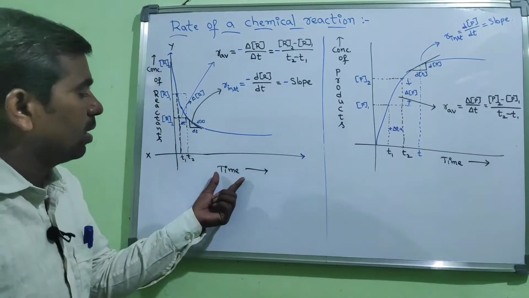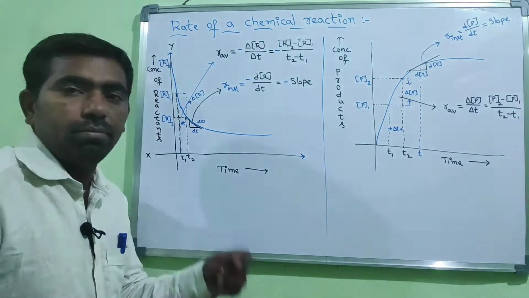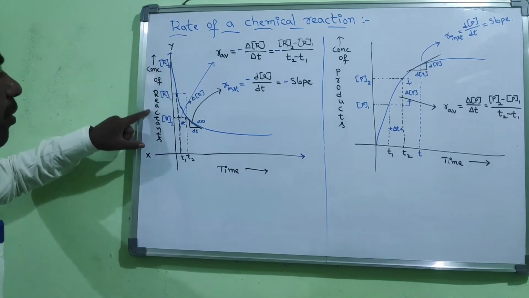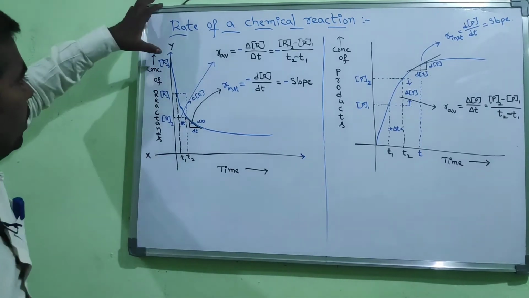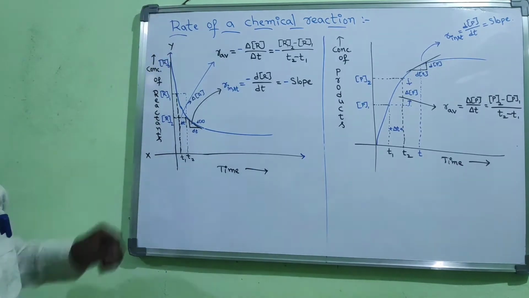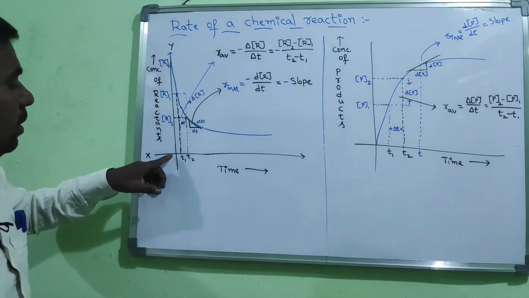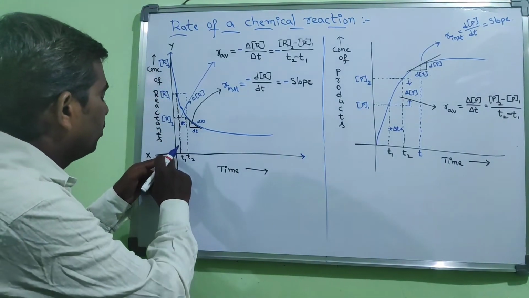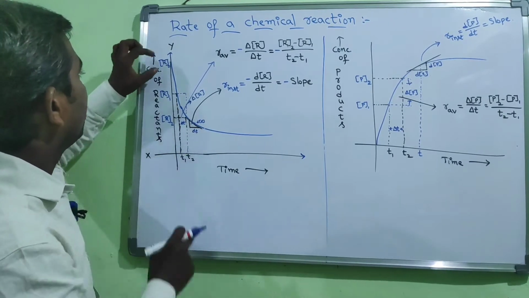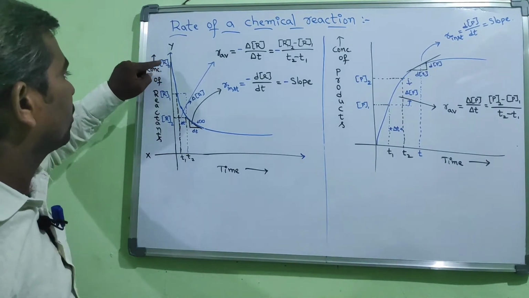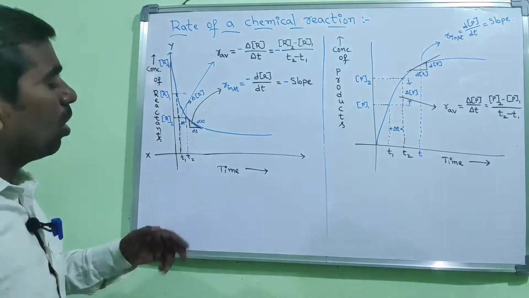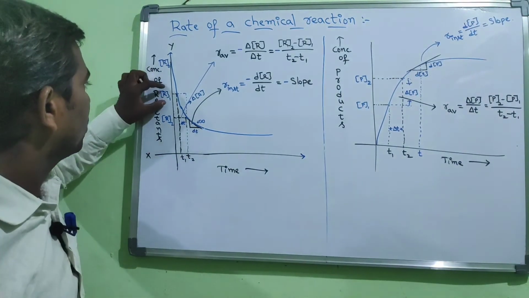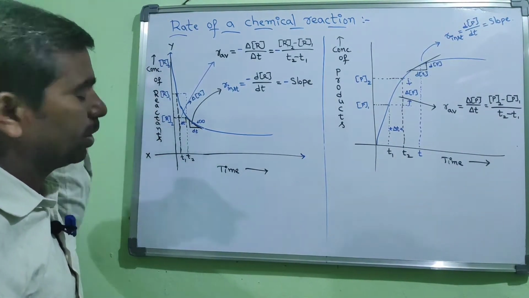On the x-axis I am taking the values of time, and on the y-axis I am taking the concentration of the reactants. Here R naught is the initial concentration, present at t equals 0. When the time changes from 0 to t1, the concentration of the reactant changes from R naught to R1. After some time, when t1 changes to t2, the concentration of the reactant changes from R1 to R2.